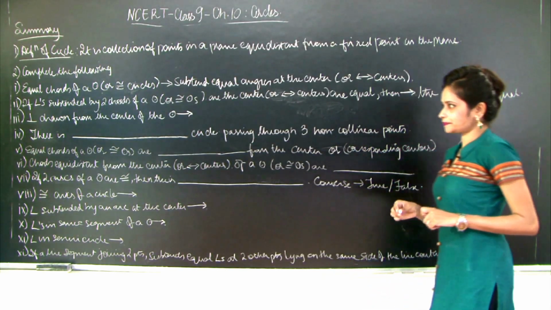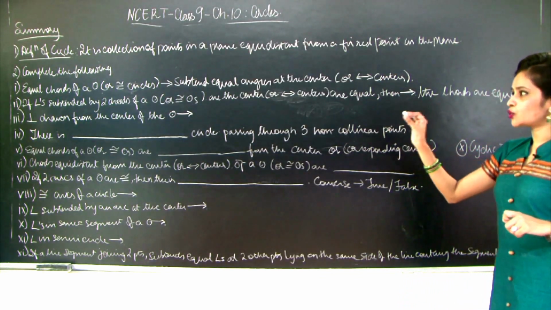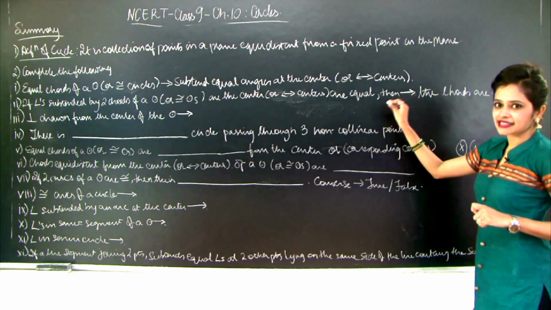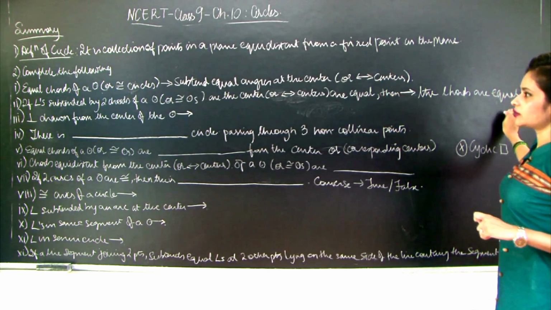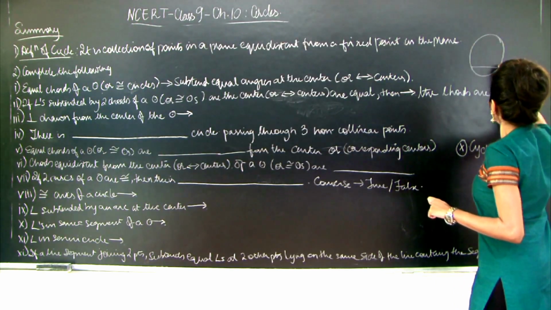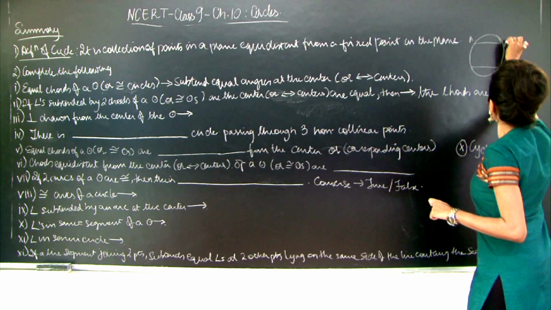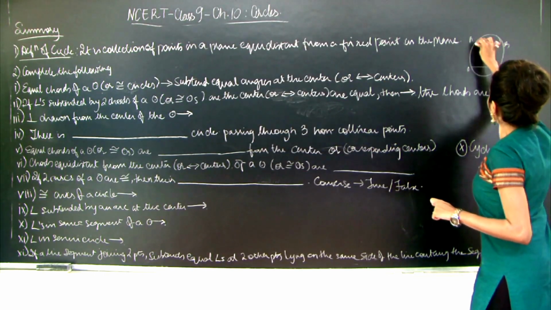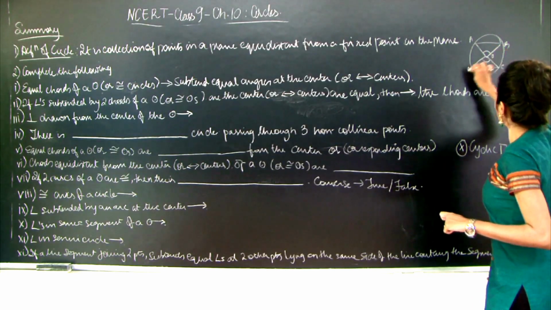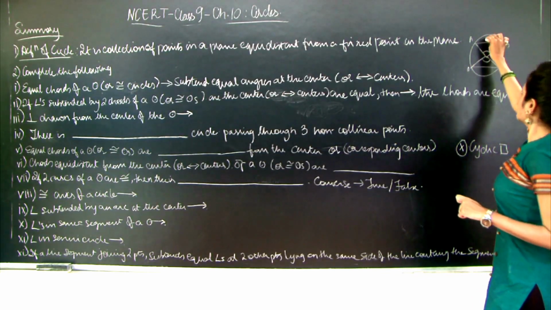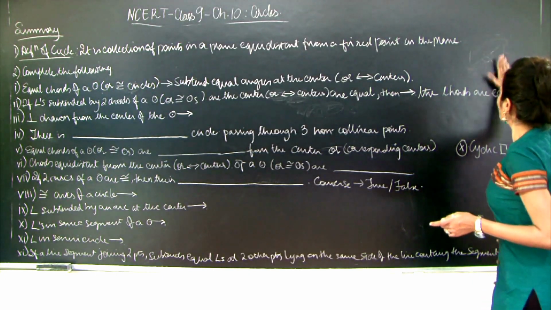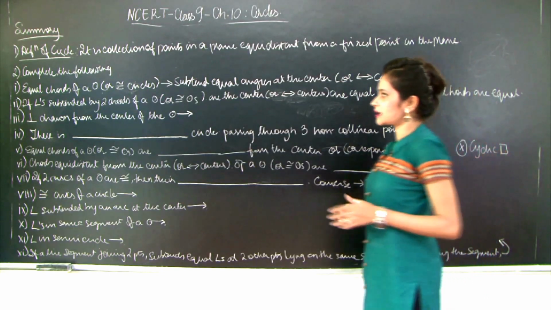So ready? If angles subtended by two chords of a circle or congruent circles at the center or corresponding centers are equal, then the chords are equal. So if you have a circle and you have two chords AB and CD, and these chords are subtending equal angles, so angle AOB is equal to angle COD. This is given. Therefore AB will be equal to CD. This is what the statement states. It is a converse of the initial statement that we just completed.